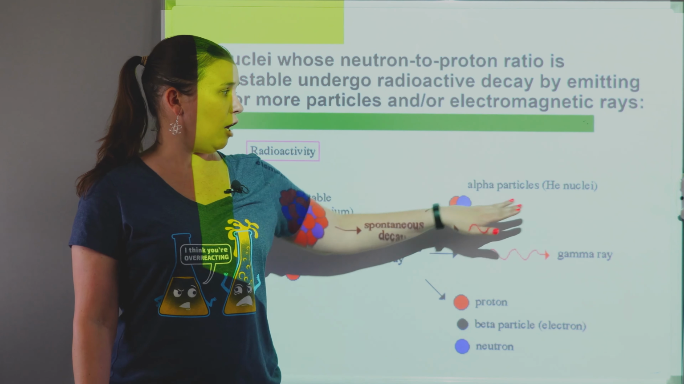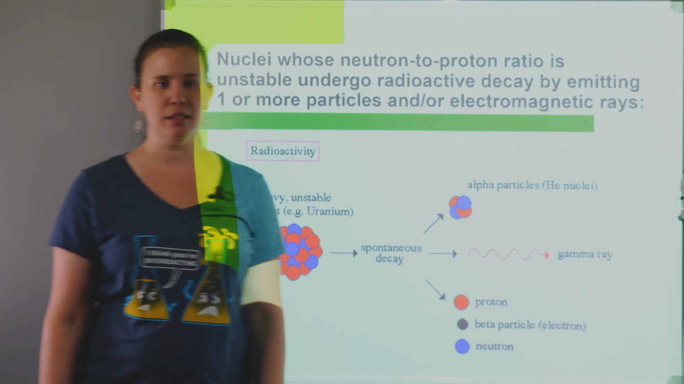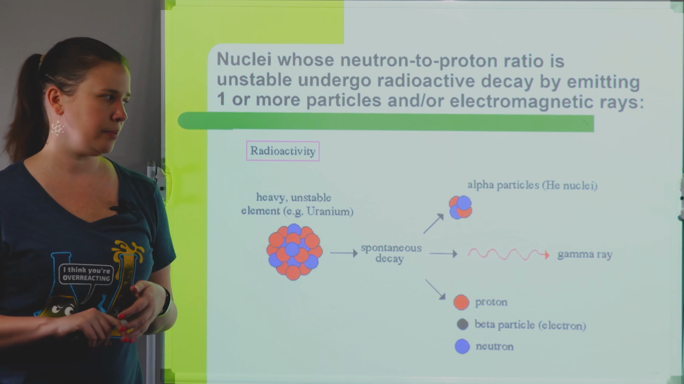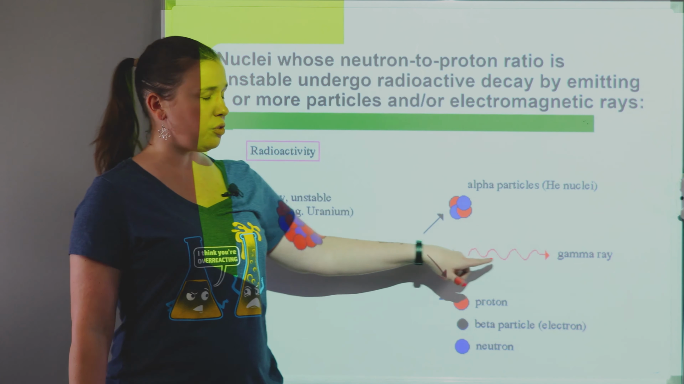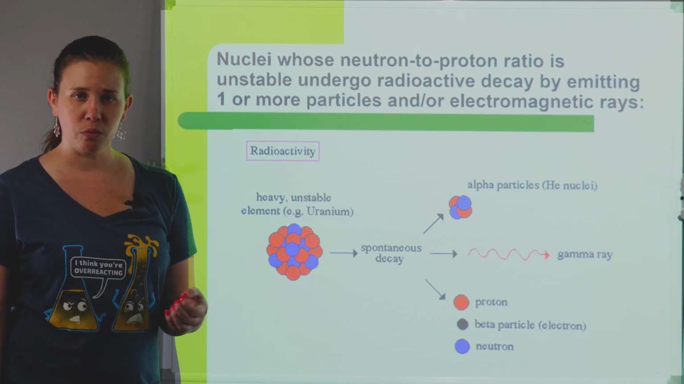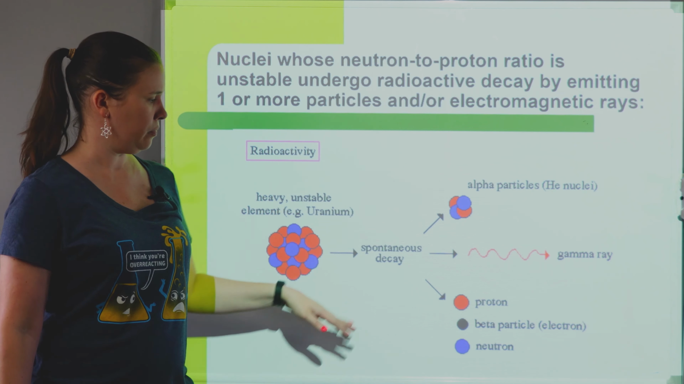First of all, we may get an alpha particle, which is composition-wise the exact same thing as a helium nucleus. An alpha particle contains 2 protons and 2 neutrons. Additionally, you may just produce a lot of energy, which is known as a gamma ray. Remember, gamma was part of our electromagnetic spectrum, way up high at the highest energy.